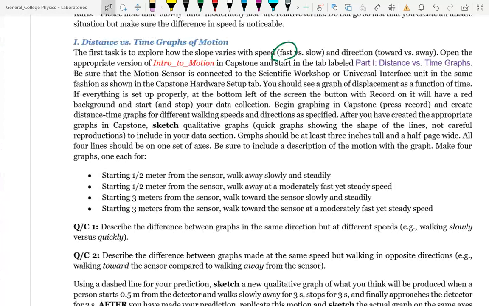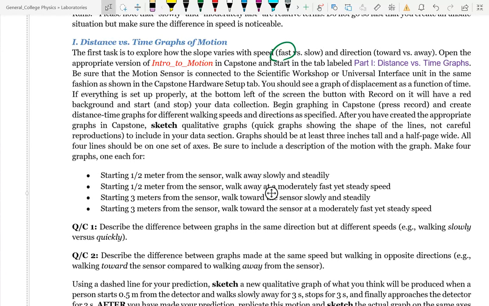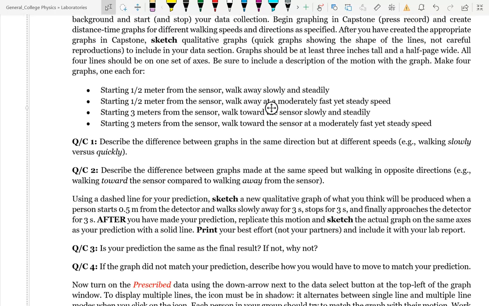So you're drawing qualitative graphs of what they look like, and then you describe the differences in the graphs in the same direction but at different speeds. That is, how does the graph of walking quickly compare to the graph of walking slowly in the same direction? And then for the next question, you're doing the ones that are the same speed but opposite directions. So how does quick compare to slow?